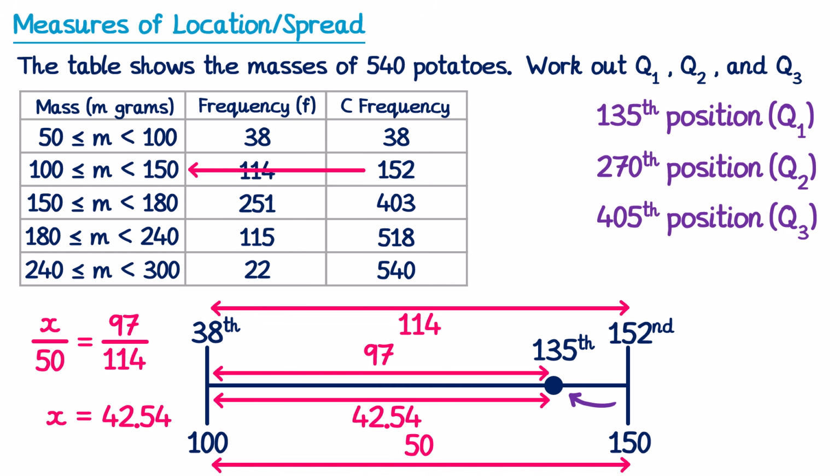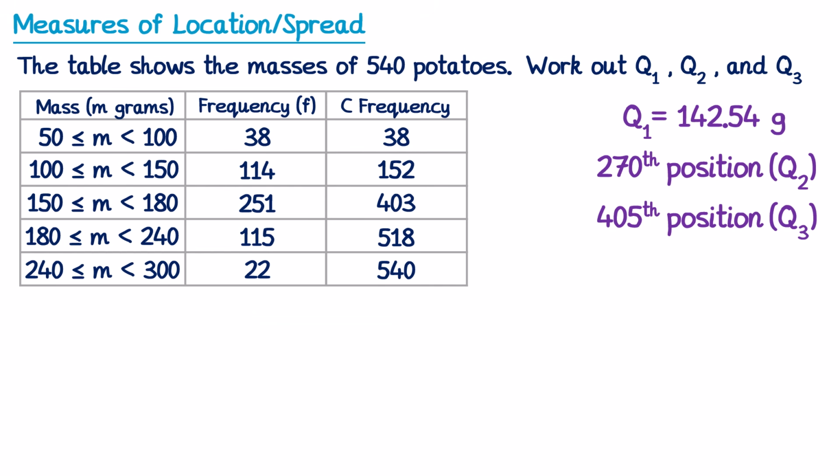This will allow us to work out this value here. To do this, we can just add 42.54 to the start of the interval, which was 100 grams, and this will give you 142.54 grams. So our estimate for the lower quartile is 142.54. Now let's do the median.